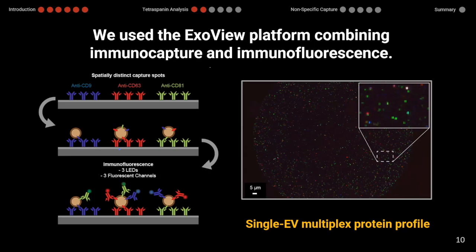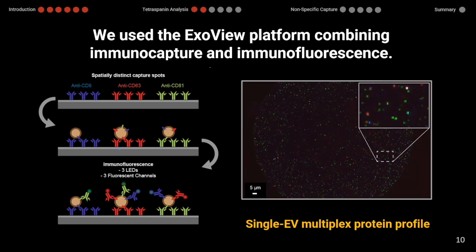After this, you wash away any of the unbound EVs or particles, and then you secondarily fluorescently label with antibodies. Specifically, we used fluorescent antibodies for those same 3 tetraspanins, as this would allow us to know at least 2 tetraspanins on single EVs. So what I mean by that is you have the tetraspanin that the EV was captured by, that you know, and the fluorescent antibody that tells you which tetraspanin it is labeled by.